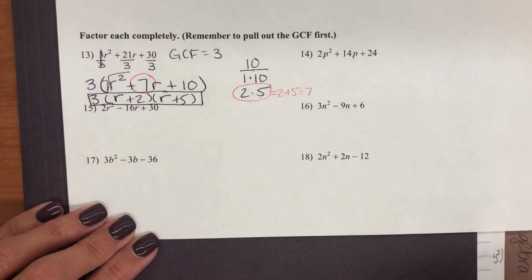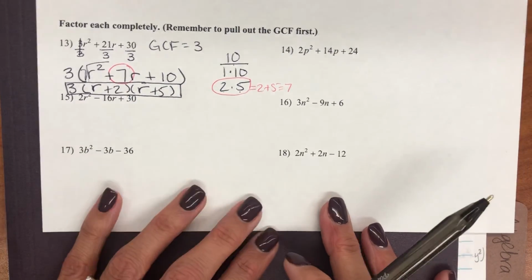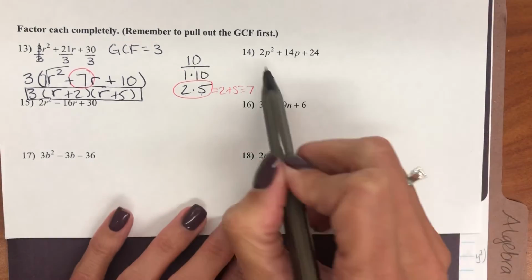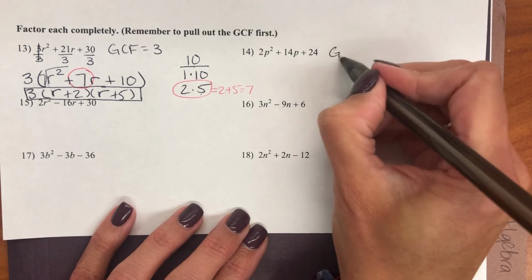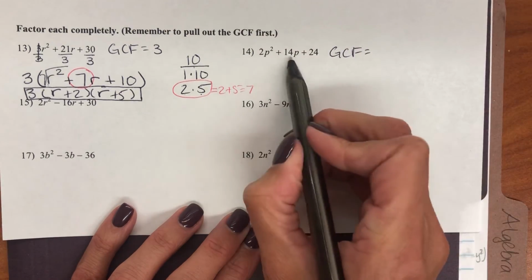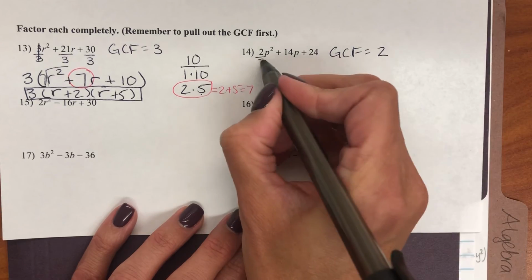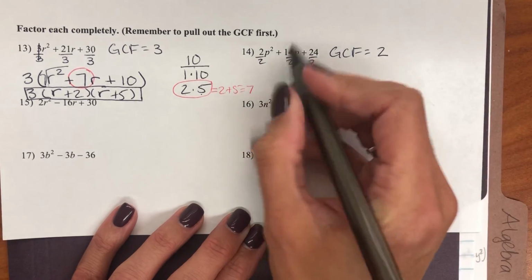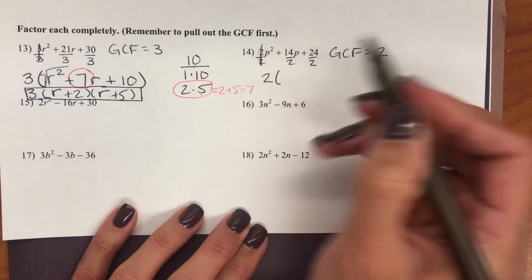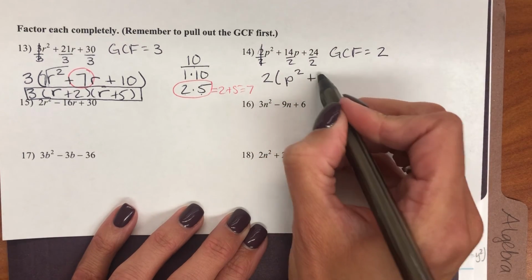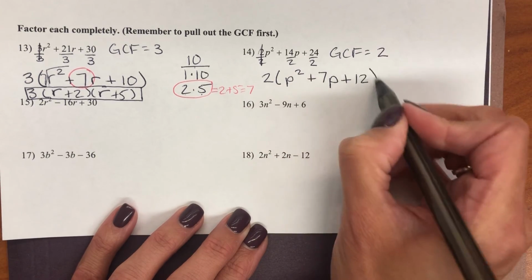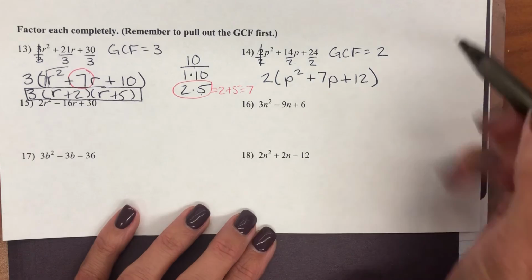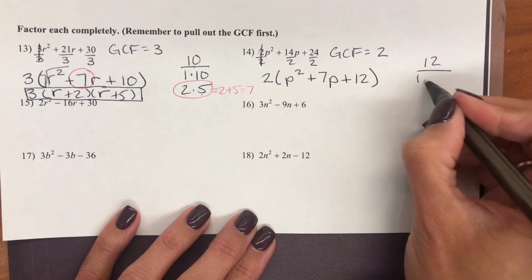Okay, pause the video. Try 14 on your own. All right, let's check your work. So I'm looking for my GCF, so I have 2, 14, and 24. The largest number that can divide into 2, 14, and 24 is 2, so that's my GCF. So I'm going to pull out a 2, and I'm left with b squared plus 7b plus 12. Take my last term, 12, write down all my factors.